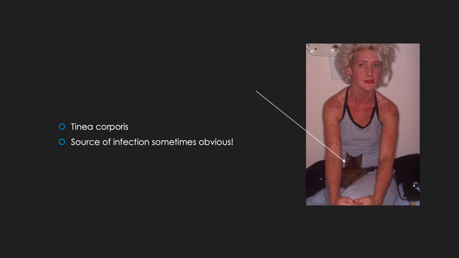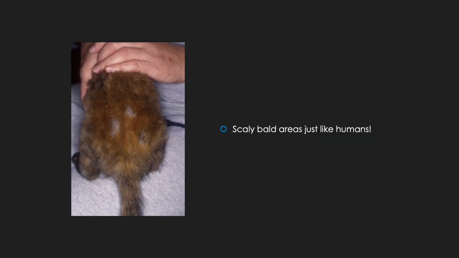Here you can see a lady who's got more extensive Tinea corporis. Sometimes the source of the infection is obvious. This lady acquired Tinea corporis from an infected kitten, and it's taken about 4 to 6 weeks to get to this extent. And here are the affected lesions on the kitten. You can see these grey, scaly, bald areas due to a fungus infection on the kitten, which is then spread to the owner.